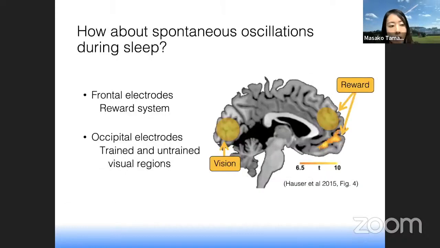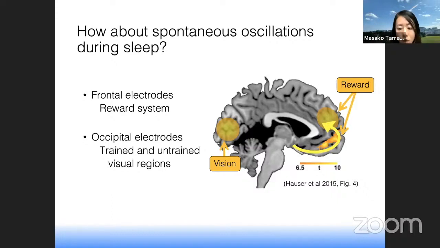So then how about brain activities during sleep? For the frontal central EEG electrodes, we selected these electrodes because previous studies indicate that there's a reward system that forms a neural arc that originates from the striatum to medial prefrontal areas. And there is also previous research showing that reward processing in the medial prefrontal area will appear in the frontal electrodes. So we decided to choose some of the frontal central electrodes as an indicator of reward processing.